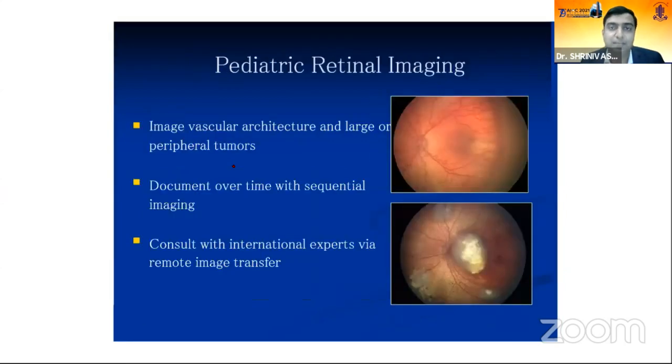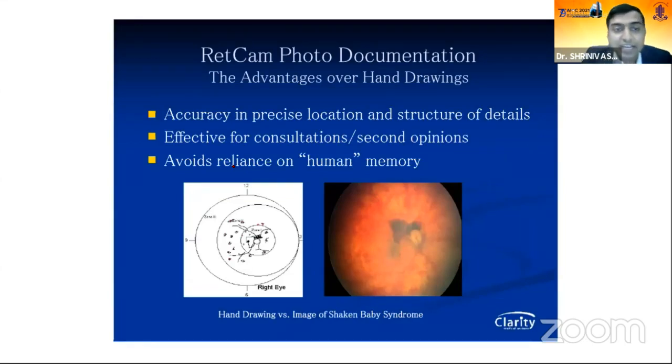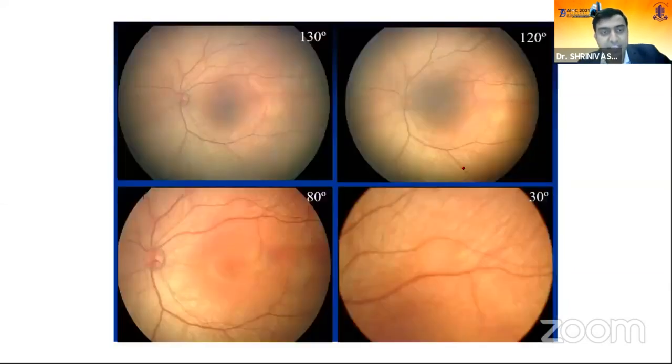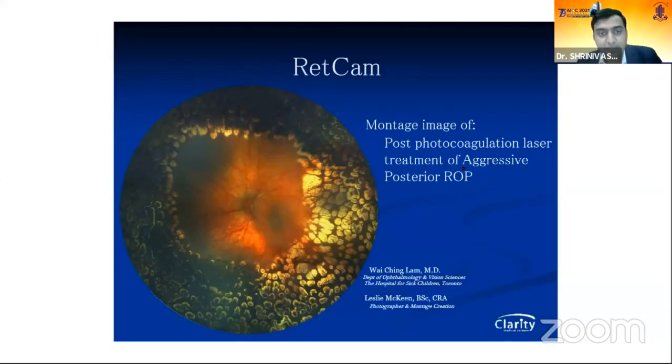Definitely, it's very important for pediatric retinal imaging, especially in case of ROP, because it avoids reliance on human memory. And there are different interchangeable lenses, from 30 degrees to 130 degrees. See here, you can see the various fields of view. This is one image of my mentor, Dr. Wai-Ching Lam, taken from the Sick Kids Hospital.